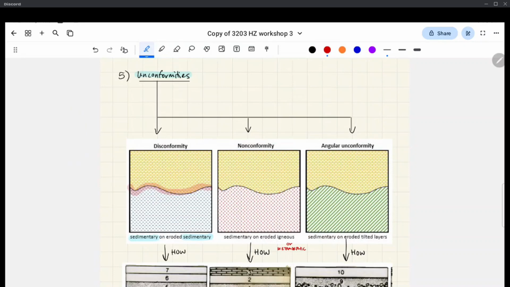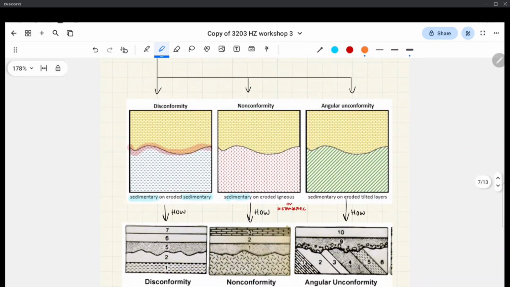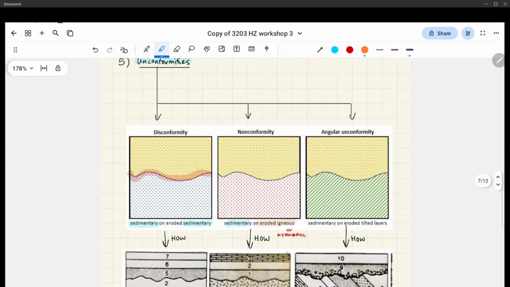A nonconformity. I did that one in orange. A nonconformity is where the bottom layer might be some sort of igneous or metamorphic rock, right? And then again, erosional boundary, and the top layer is this sedimentary rock. And then the last case is angular unconformity, where you have, again, sedimentary rocks, except something has happened in between these stages to cause the bottom layer to be tilted. And so I've got an example down the bottom.